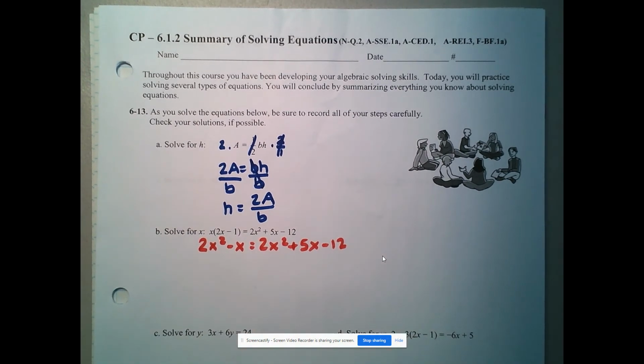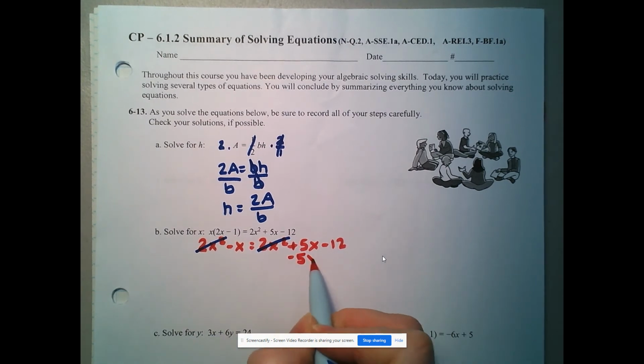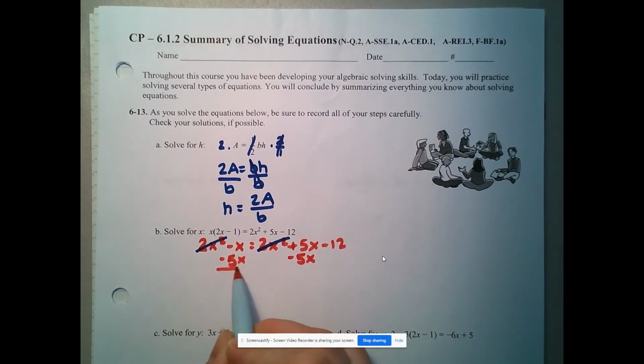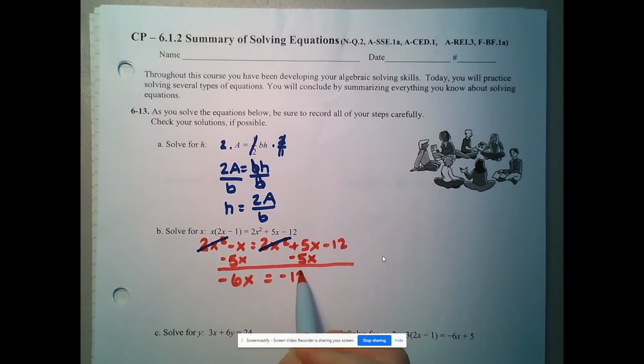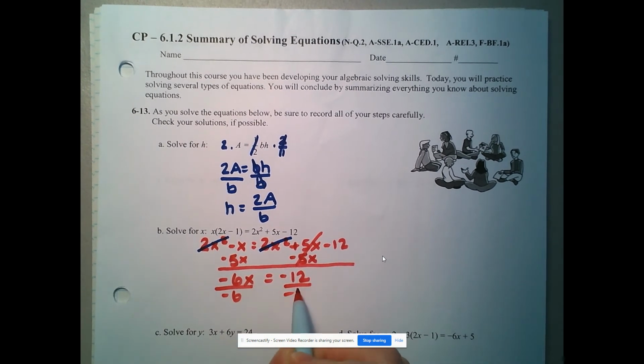Now, as far as shortcuts go, if you notice that there's a 2x squared on the left and a 2x squared on the right, and you go to subtract 2x squared from both sides, they are going to cancel. And that would be an acceptable notation as far as I'm concerned for saying, yep, I've subtracted 2x squared on both sides. Now, I'm still trying to get x by itself, so I want to get all the x's to the left. So I'm going to subtract 5x on the right, subtract 5x on the left. That leaves me with only x's on the left, negative 6x equals, and then a minus 12 on the right. And then in order to get x alone, I would divide by negative 6, divide by negative 6, and get x equals 2.